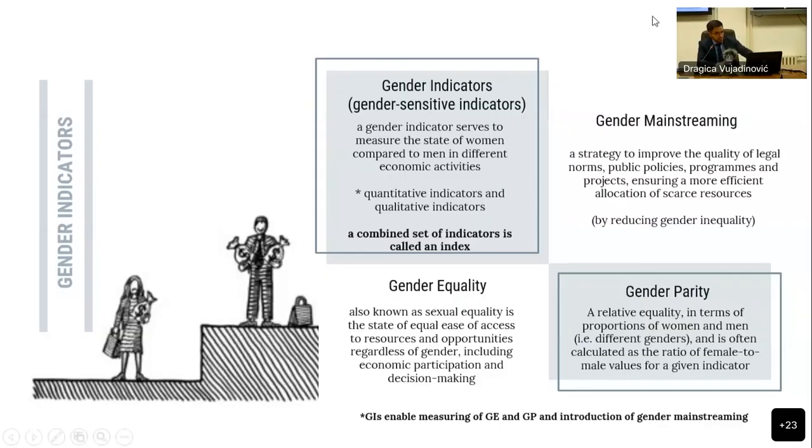Just a second. So basically, as we defined economic indicators, gender indicators, or you will find gender-sensitive indicators, they serve to measure the state of women compared to men in different economic activities. So that's a general definition. Basically, we are trying to measure gender inequality or gender equality. That's the main point. And the tool for that is gender indicators and gender indexes that we will use and we will present within this lecture.